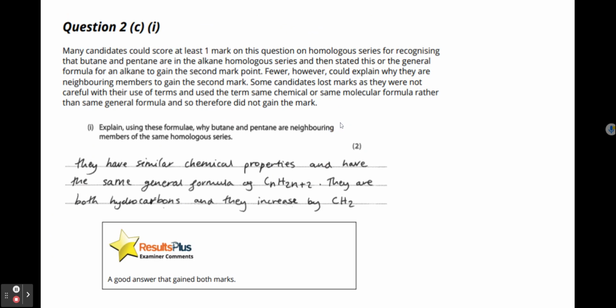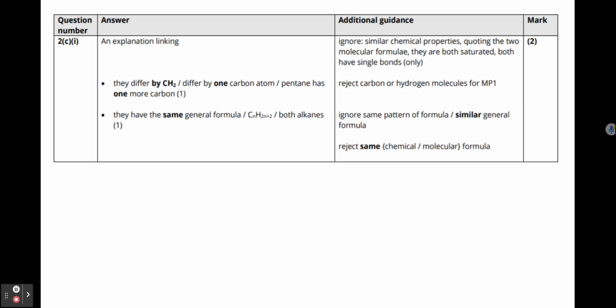So it says most candidates could score at least 1 mark on this question for recognising that butane and pentane are in the alkane homologous series, and then stated this or the general formula for them. So we've got the mark scheme here. What are we looking for? We're looking for something like they differ by 1 CH2 group, or they differ by 1 carbon atom, or pentane has 1 more carbon. And the second part of this is that they're both alkanes, or they both have the same general formula, or we give the general formula.